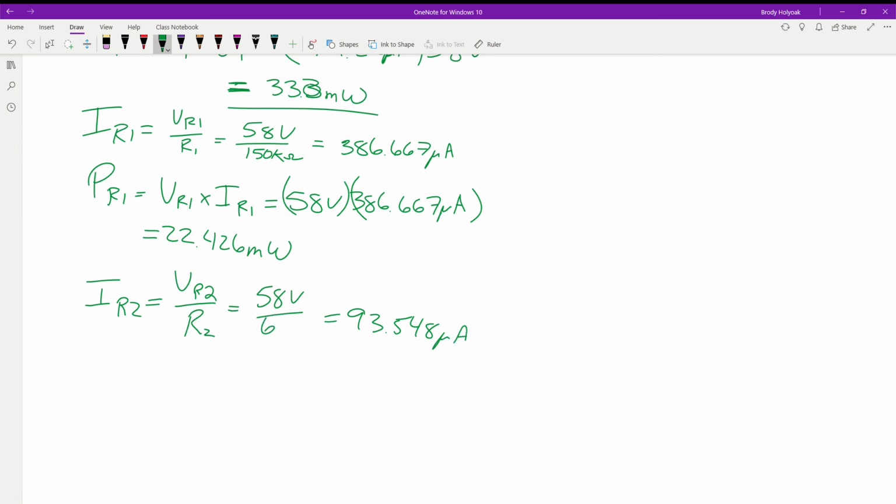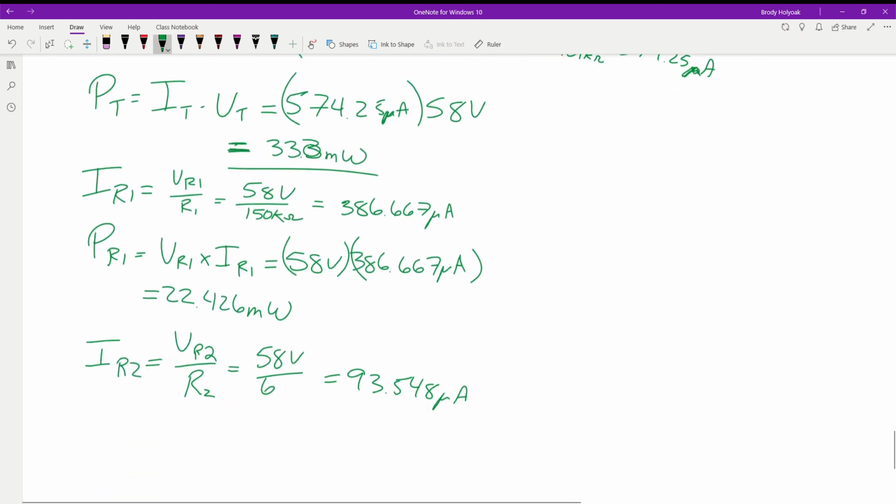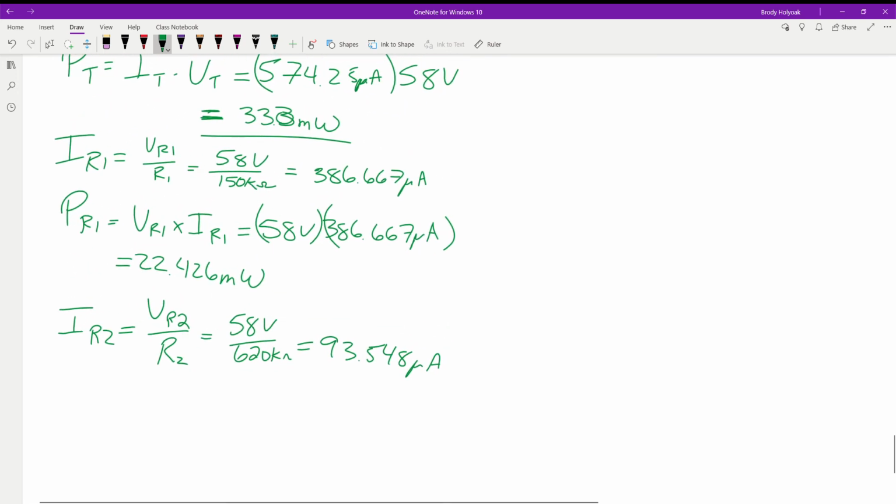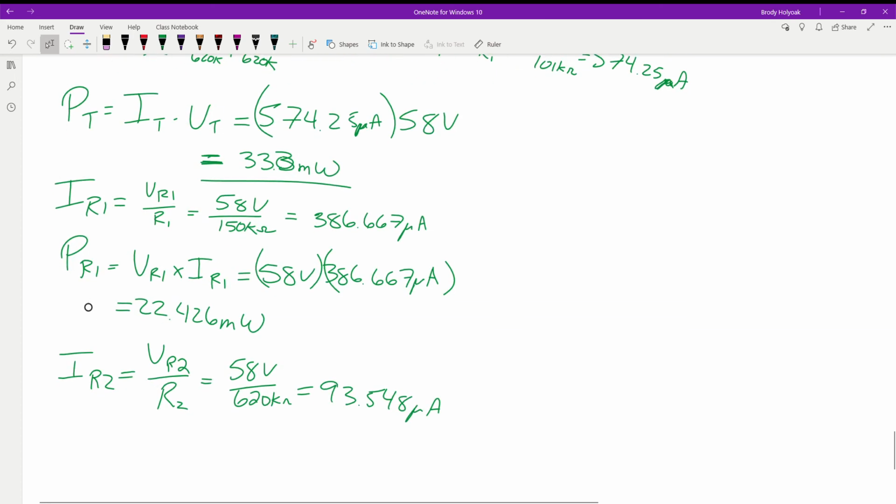Let's see, this one, the resistance was 620. Everybody agree with that? Disagree with that? Sounds close to being right. So the way that we find these currents, remember, is we're just using Ohm's law: the voltage drop across R1 divided by the resistance of R1, the voltage drop of R2 divided by the resistance of R2.